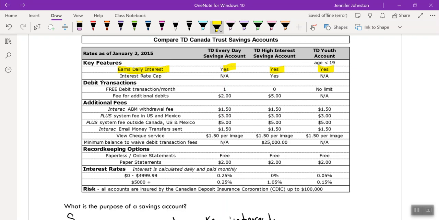All right, and then we have debit transactions. For the everyday, you get one transaction. For high interest savings accounts, you can only take money in and out of it on the app. You cannot take money in and out of it when you're paying at, let's say, an ATM. If you accidentally hit savings, they would charge you $5. So just watch out if your savings or checking is connected to that.